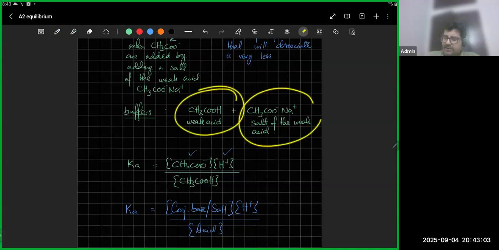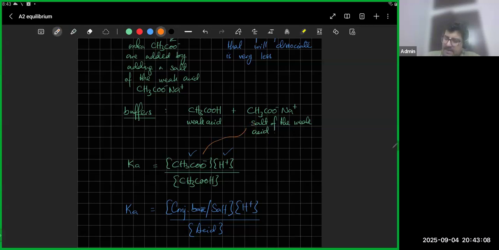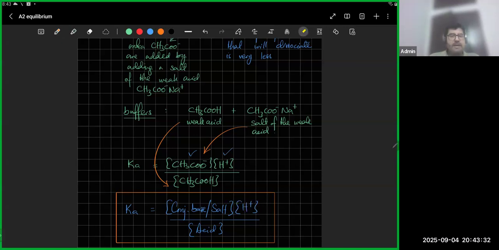Okay, so your expression changes very slightly. So you've got a weak acid, you've got its salt, right? This ion is coming from the salt. And that's your weak acid. So your expression changes a little bit when it is a buffer solution. And you can't use H+ squared anymore. Okay, so is this clear? Is this minor thing clear, that your K expression has slightly changed? Is that clear?